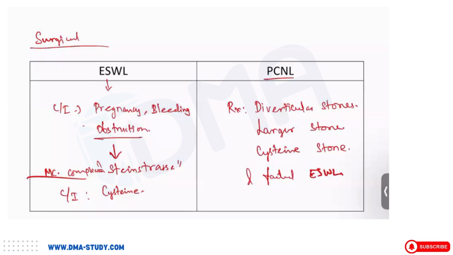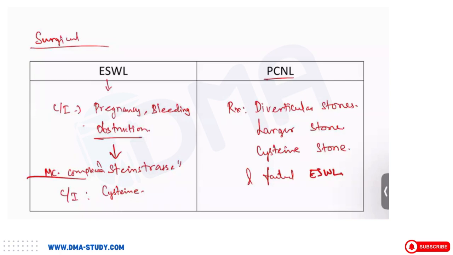Most common renal stone, what is that, people? Calcium oxalate. Which one is associated with the proteus infection? Phosphate stone, or struvite stone, or staghorn stone.